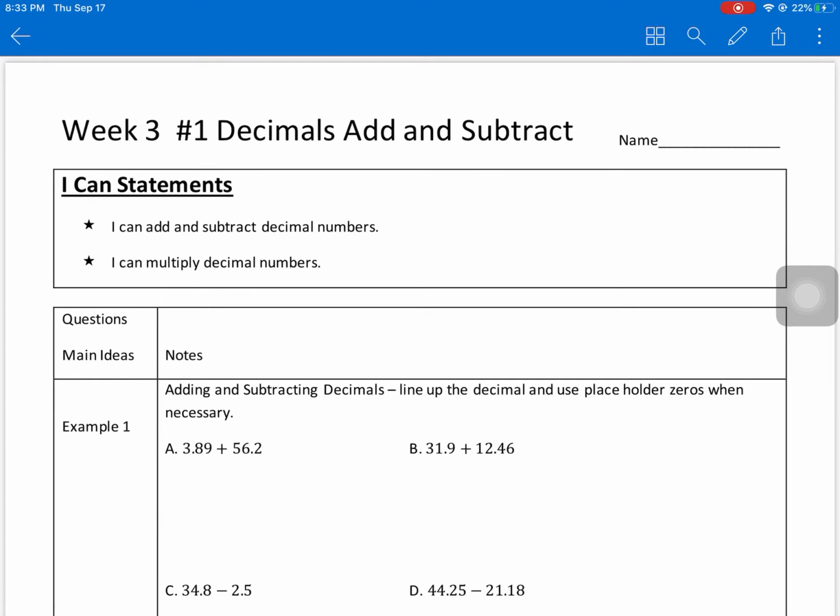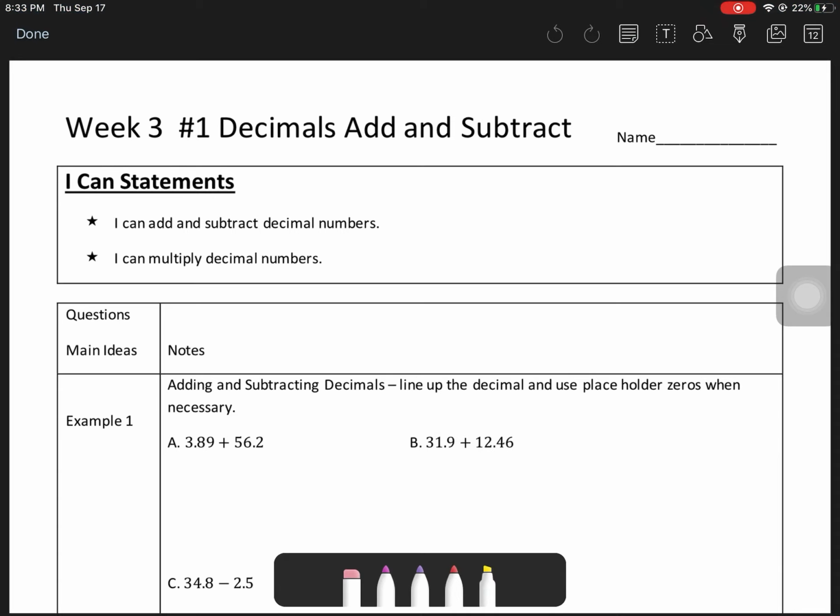In this lesson, we're going to be concentrating on adding and subtracting decimals. So the first rule to remember when adding and subtracting decimals is to line up the decimals and to use placeholder zeros when it's necessary.